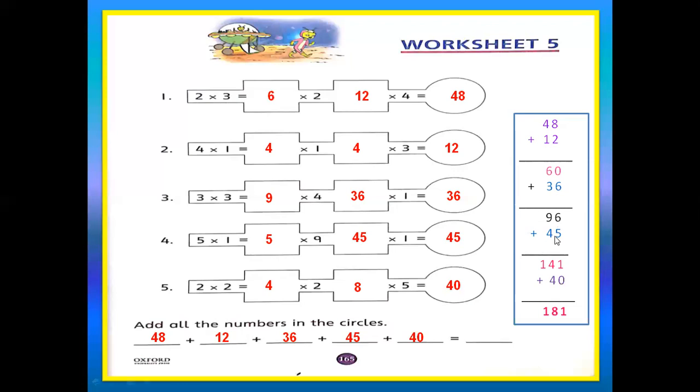Now add number 4, 45. 6 plus 5, 11, and 9 plus 4, 13 plus 1, 14. So 141. And now add 40, the last answer, which is given in the circle, to 141. 1 plus 0, 1, 4 plus 4, 8, and 1 comes down as it is. So what is the total of these 1, 2, 3, 4, 5 answers? And that is 181. Write 181 here. Okay. So our answer is 181.